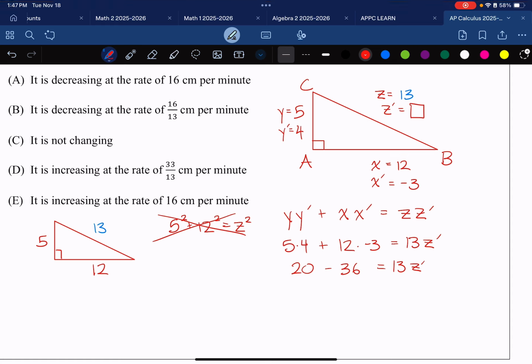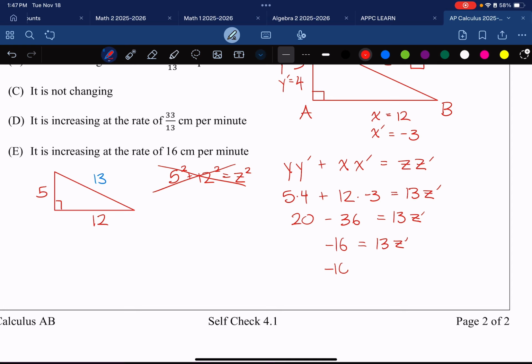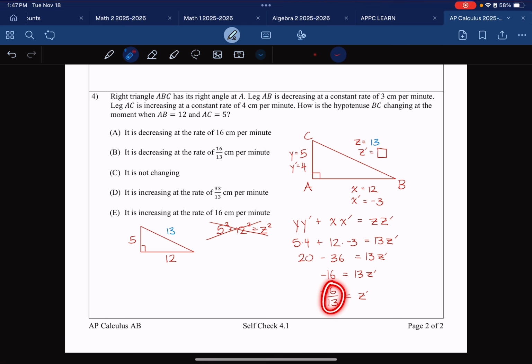And then from there, I can simplify and say negative 16 is equal to 13 Z prime. If I divide both sides by 13, I get negative 16 over 13 is equal to my Z prime, the thing I was asked to find. So I need to say it's going down by 16 thirteenths. Decreasing is my downward, and then 16 thirteenths is the correct number. Therefore, our answer is B.